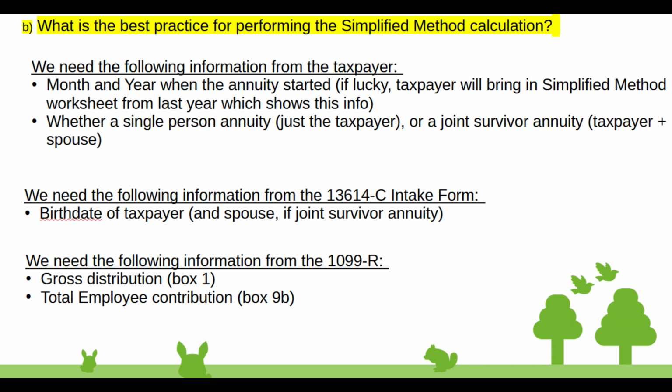We'll need to know whether this is a single person annuity, i.e. just the taxpayer, or if it covers the taxpayer and spouse. We'll need from the intake form the birth date of the taxpayer and the spouse if it's a joint annuity. And from the 1099-R, we will need the gross distribution and the total employee contribution.